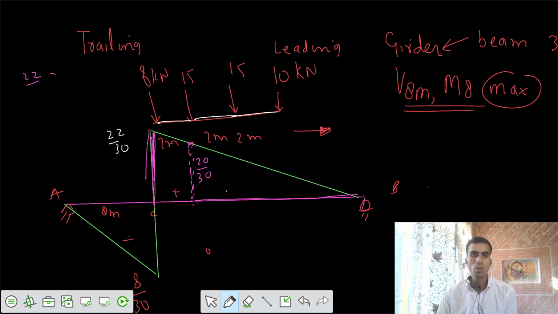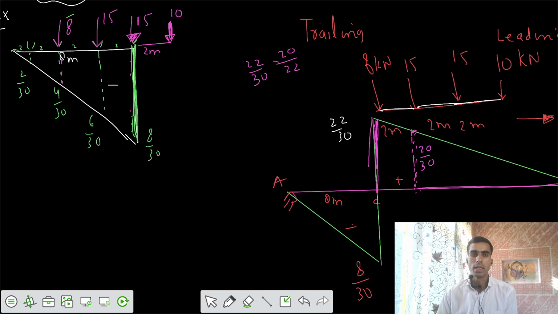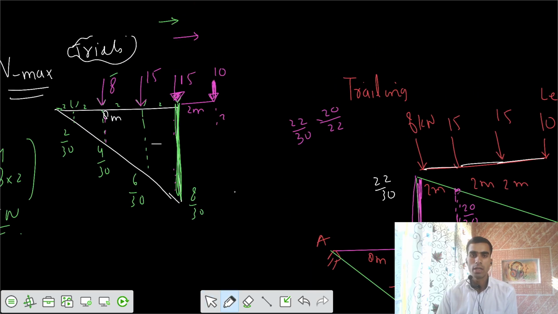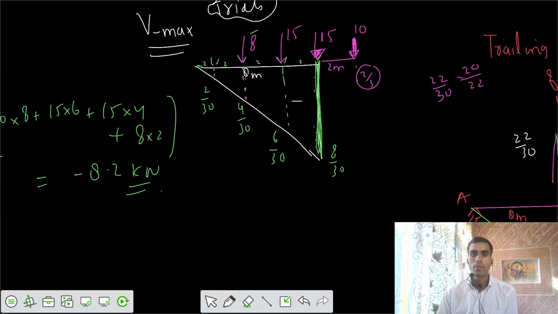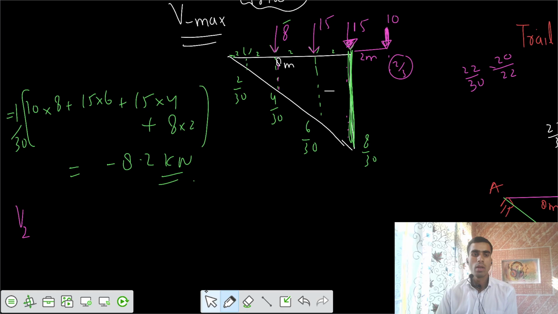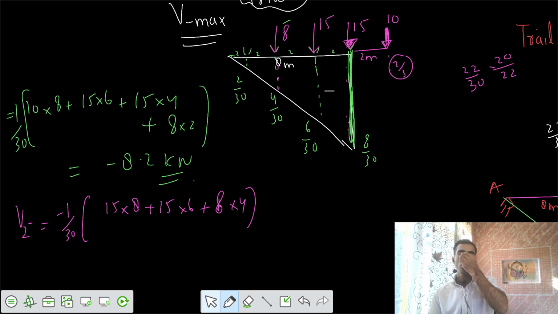It is in this way, 22/30 for the length of 22, but I need it for the length of 20. So this is 20/30, 2/3. So I can have the ordinate of 2/3. If I solve that, I can write V2 negative equals negative 1/30 times 15 into 8 plus 15 into 6 plus 8 into 4. You have these three loads on the negative side, so I kept a negative. And for the fourth load that's on the positive side, I would write plus 10 into ordinate of 2/3.